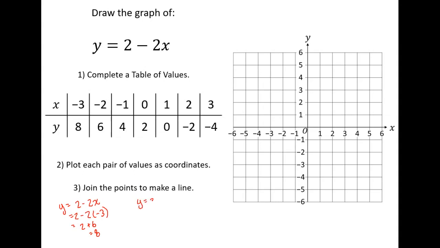And then I'm going to do the same thing for -2. So that gives me 2 plus 4, which gives me 6. And then so on. So I'm going to keep calculating all of these. These are all the values I've got. I could honestly stop here and graph these 2 points and I have an equation of a line.